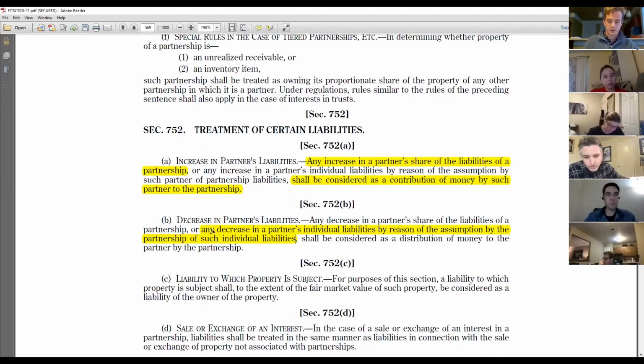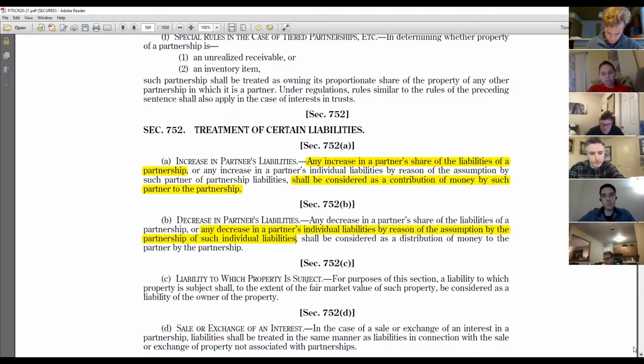In (b), again, the property is being contributed by C. C has no individual liabilities. It's just non-recourse debt. He gives the property to the partnership. Now the partnership takes the property subject to the debt. So if you look at 752(b), you might conclude that C doesn't have to reduce his outside basis, because it speaks of any decrease in a partner's individual liabilities, and C may say, well, I have no individual liabilities. It's a non-recourse debt.